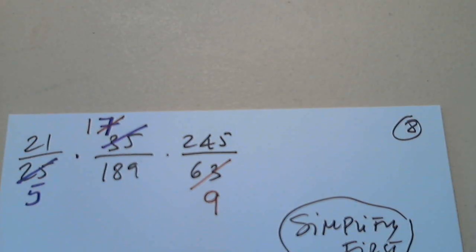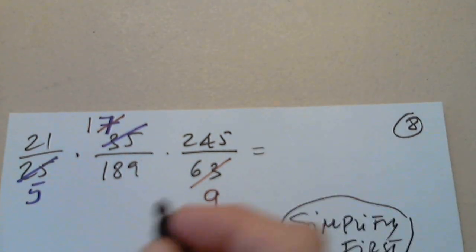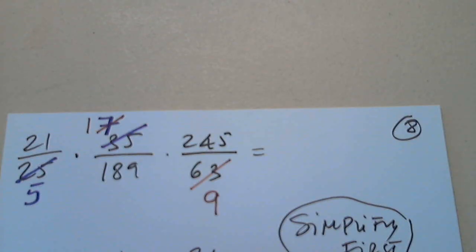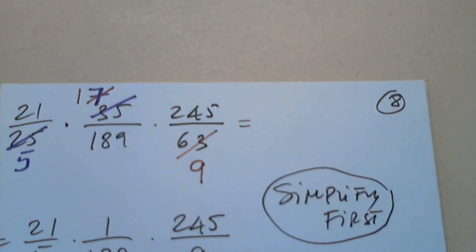Now it's about time to rewrite, because I already have crossed out several things. Let's rewrite. 21 over 5 times 1 over 189 times 245 divided by 9. This is the stage we're in right now. Any questions? Any questions so far?